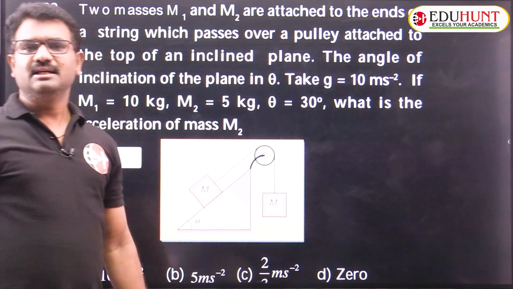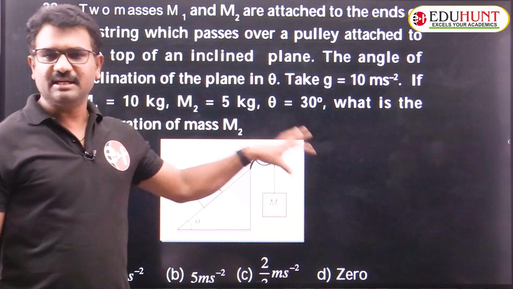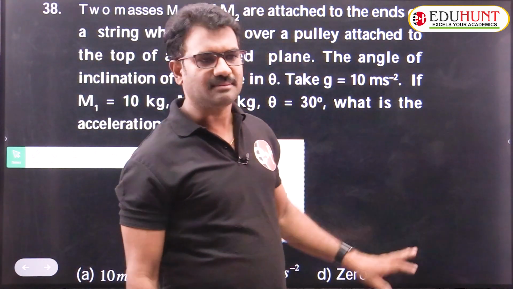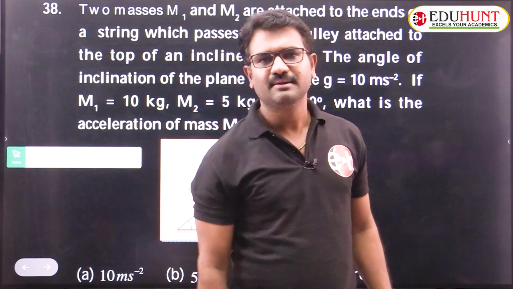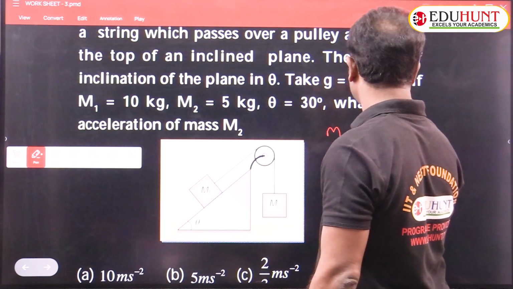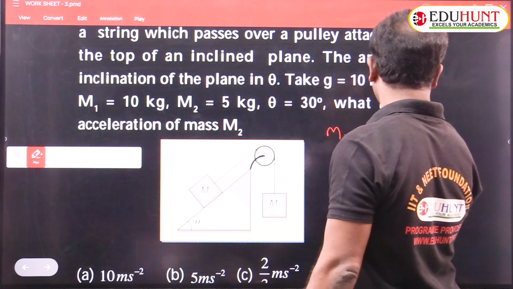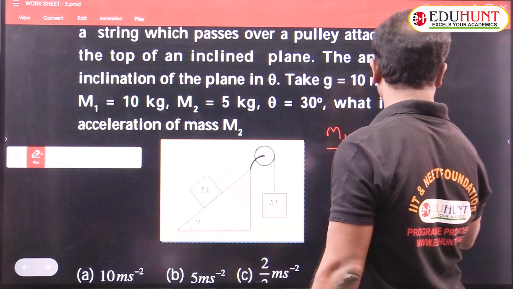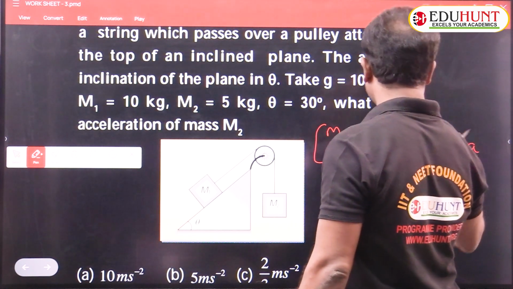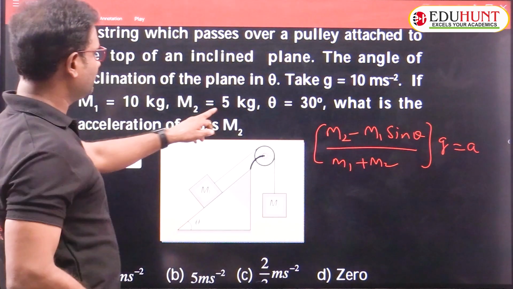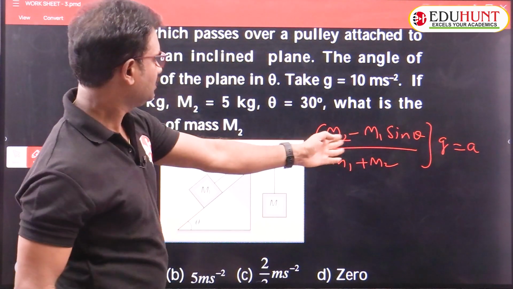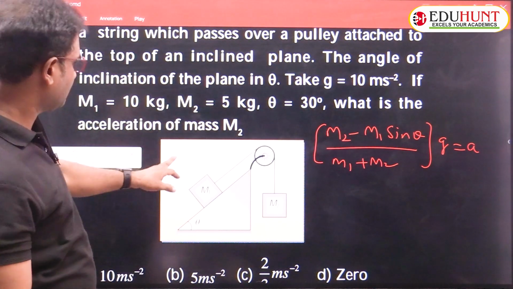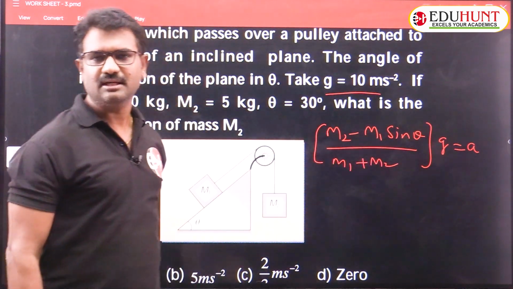We have already derived the formula for acceleration when the masses are on an inclined plane. We just need to substitute directly into that formula. So tell me, what is that formula? The formula for acceleration is (M2 minus M1 sin theta) by (M1 plus M2) into G. Here M2 is given as 5, M1 is given as 10, substitute sin 30 by M1 plus M2 into G, with G given as 10. Substitute, you will get the answer.